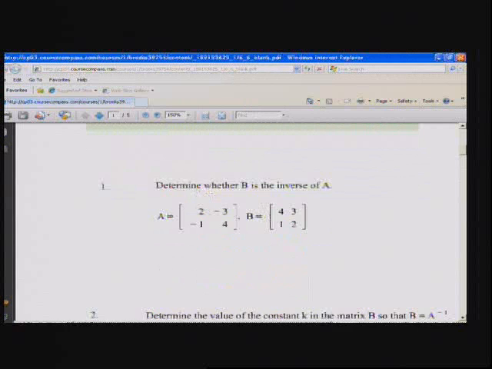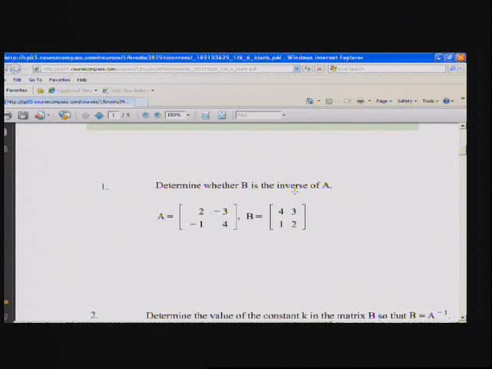Okay, so if we wanted to determine whether B is the inverse of A, and we were given these two matrices, because right now I'm working without a graphing calculator, I'm going to multiply these by hand, and I hope that you are following along and you could try it with your calculator. But I'll just do them by hand and show you how we would work it by hand.